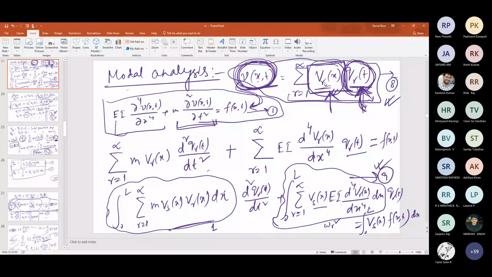You have to see more examples, right? As I already told you, one problem regarding this modal analysis should be there in the exam, so you practice by yourself.